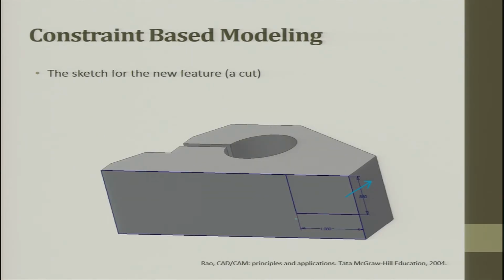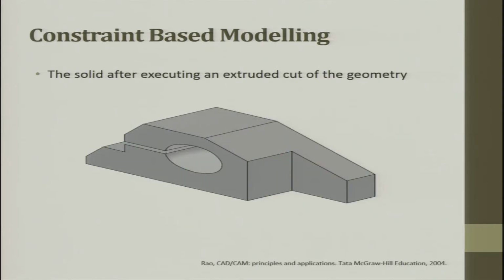In this constraint based modeling, if you want to cut and remove material, that is also possible. For example, I do not want this portion, I want it to be cut down. I give the 2D profile and say stretch it along this direction. This is A, this is B, and then I say subtract B from A. So, what you get will be this profile, a solid after execution of an extruded cut of the geometry. These are all part of constraint based modeling, which is defined from 2D and then you start doing 3D operations.